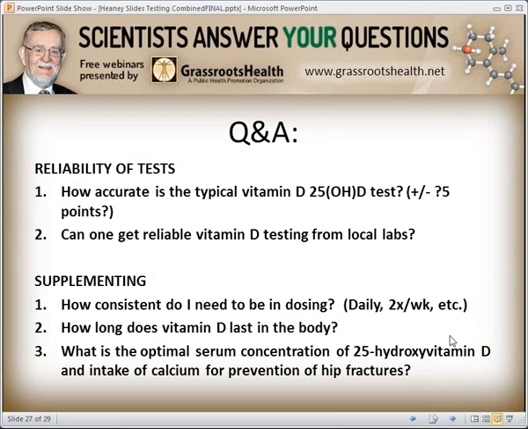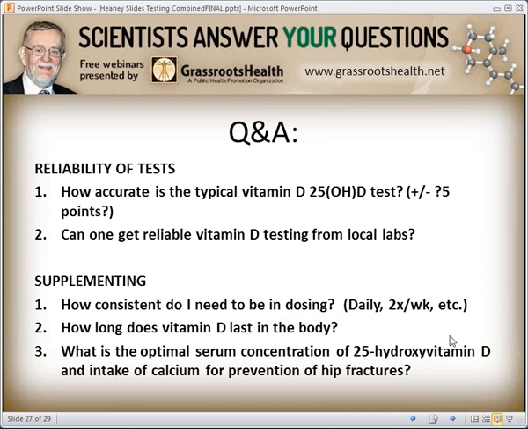Good answer. Number 3, what's the optimal concentration of 25-hydroxy vitamin D and intake of calcium for the prevention of hip fractures? Well, as far as vitamin D is concerned, the best results have been shown at values above 100 nanomoles or 40 nanograms, the number we've been talking about all day today. 40 nanograms and up have produced the best results in terms of prevention of hip fractures.